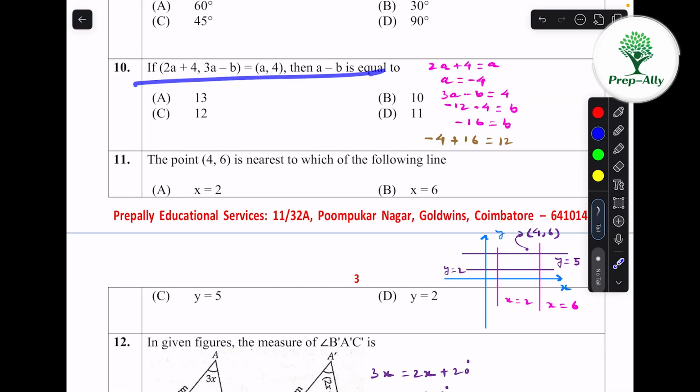See how to solve this question. Okay, here this equal to this, right? That means this equal to a and this equal to 4, right? So this equal to a, so I'll find a from here. So 2a minus a equal to minus 4. So a equal to minus 4. So this equal to 4. So I'll put a minus 4 here. So minus 12 minus b equal to 4 right here. So I can say minus 12 minus 4 equal to b. So b I am getting minus 16. Now here a minus b, right? So minus 4 minus minus 16. So that means minus 4 plus 16 equal to 12. So 12 is the answer.